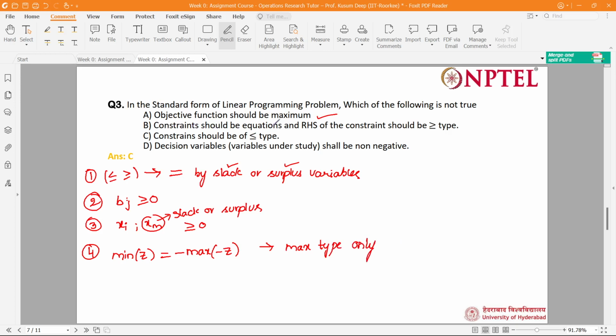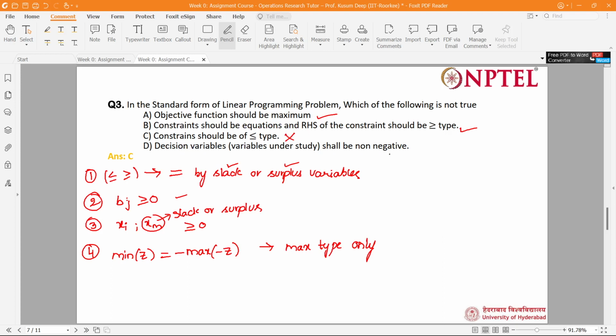And next, the constraints should be equations. Here we are converting the inequalities into equations, and the RHS of the constraints should be greater than or equal to 5, so the next option is also correct. And the third option says the constraints should be less than or equal to 10. Previously, we had discussed that the constraints should be converted into equations. So this is meaningless.